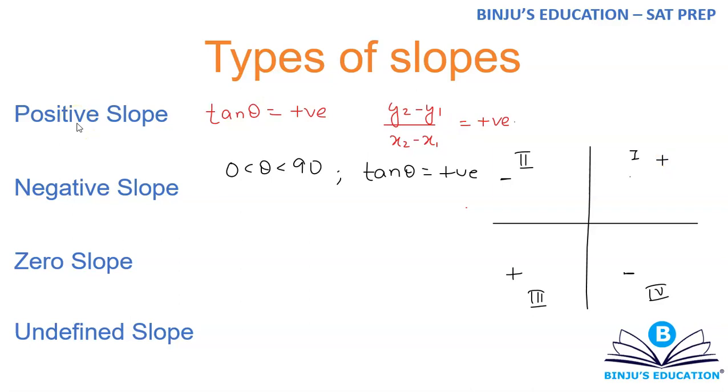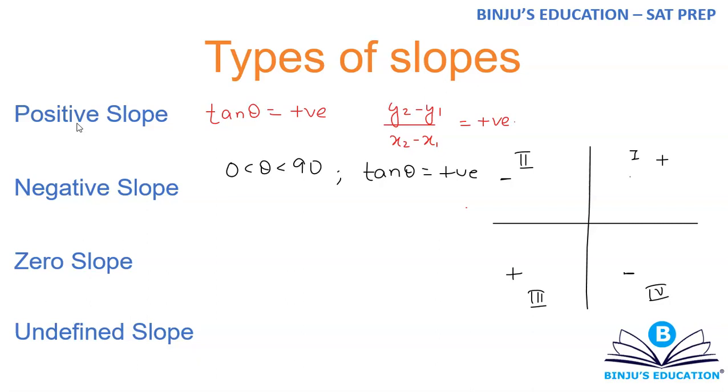So if the line makes any angle between 0 to 90, then tan will automatically be positive, or you can say that your slope will automatically be positive. Or in other terms, y2 minus y1 divided by x2 minus x1 will automatically be positive. So remember this, if the angle made by the line with x-axis in anti-clockwise direction is between 0 and 90, then the slope is positive.